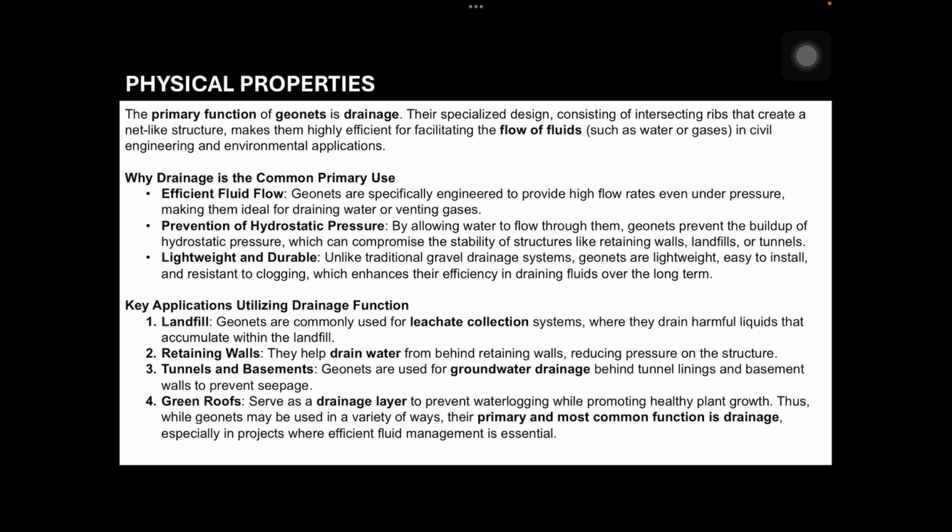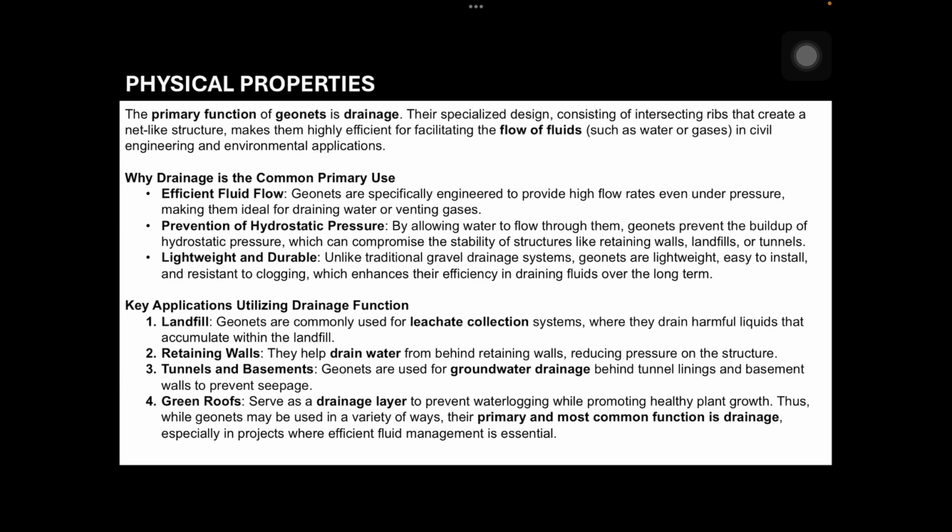Mas efficient siya nga sa fluid flow, prevents hydrostatic pressure kasi nga maganda yung drainage capacity niya. And of course, kumpara naman sa mga gravel natin dati, very lightweight siya. And due to lightweight siya, easy siya sa installation. So, also, let me add, durable siya kasi, of course, it's made of plastic. So, hindi siya nade-degrade that easy.